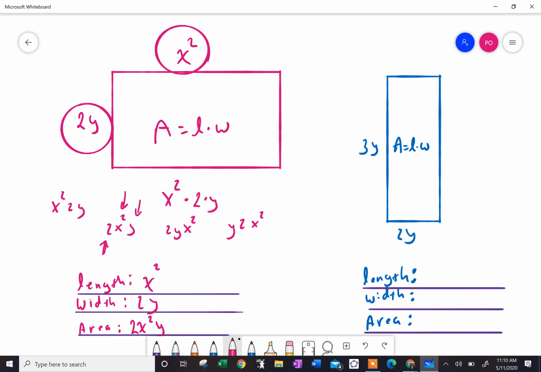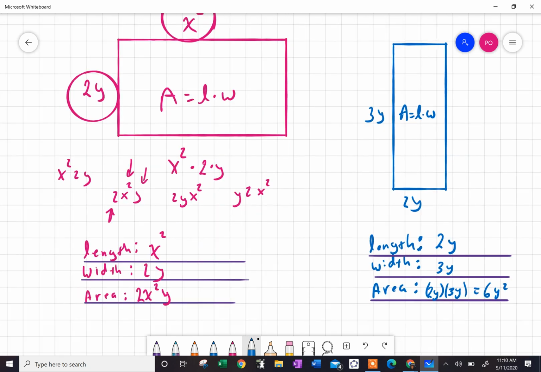So I'm going to go through real quick. I'm going to do this one. The length is 2y. The width is 3y, which means I get 2y times 3y. Well, 2y times 3y is really 6y squared. So I have 6y squares. And that actually kind of makes sense if you think about it.